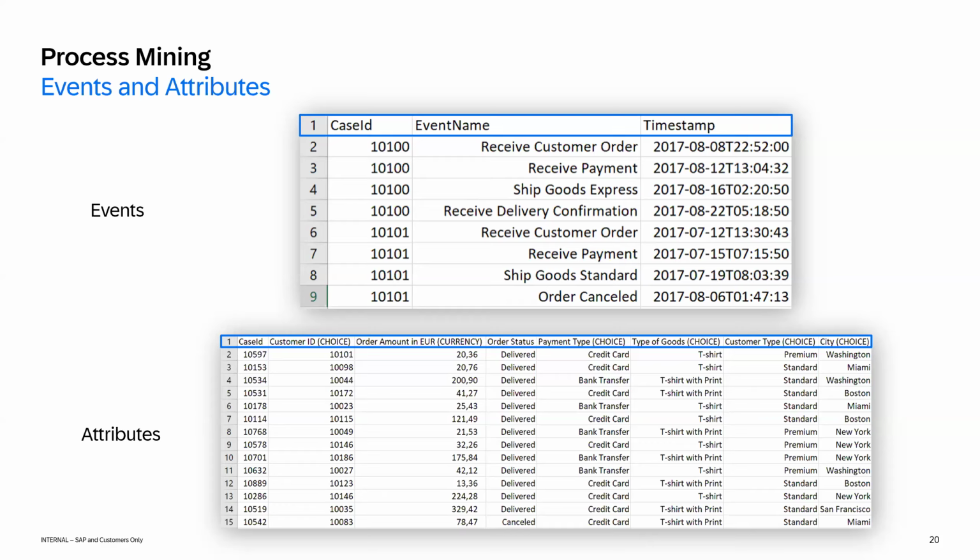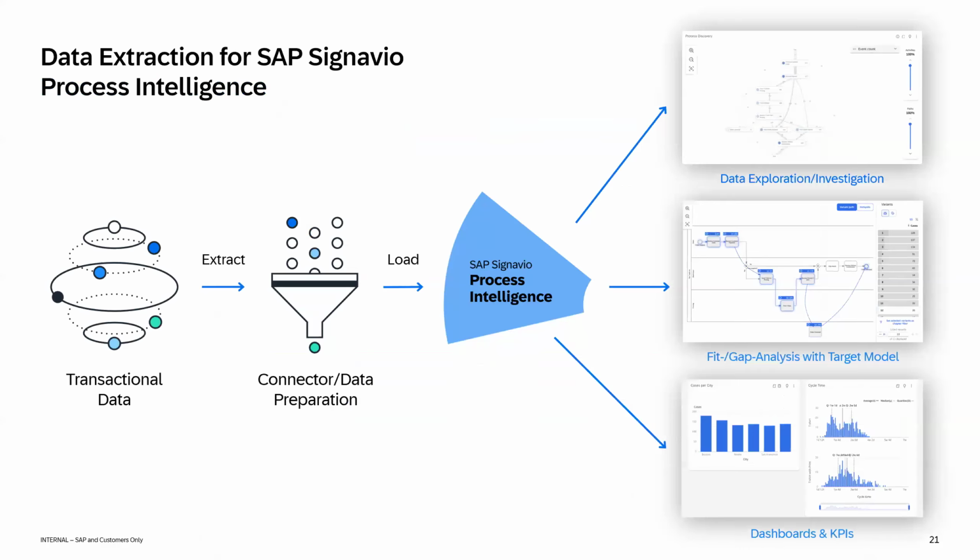And these are combined with the case ID. So for example, if you have an order, that order will have a specific ID that you can look at, and it's something that will also be tied to events and attributes. And I'll show you in a moment how that's done.